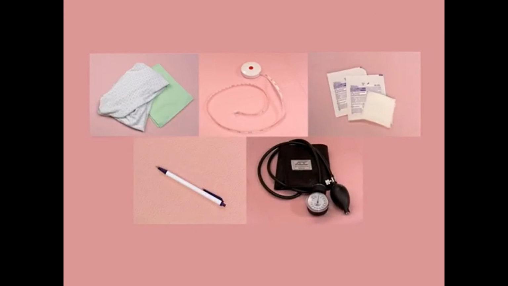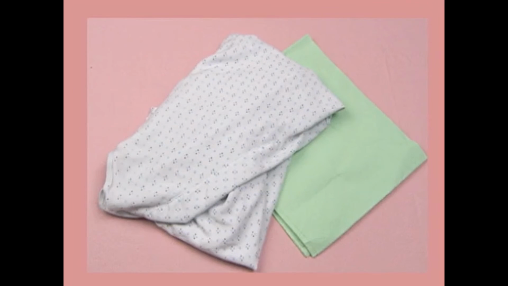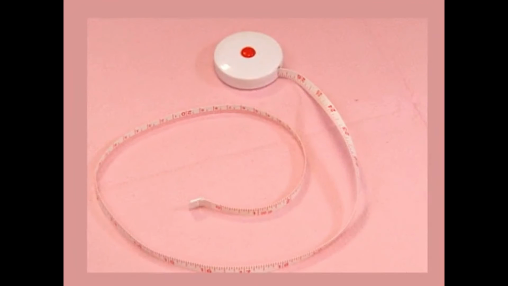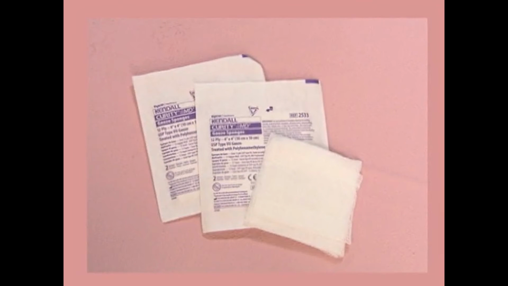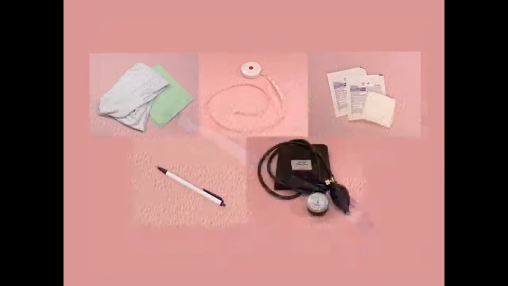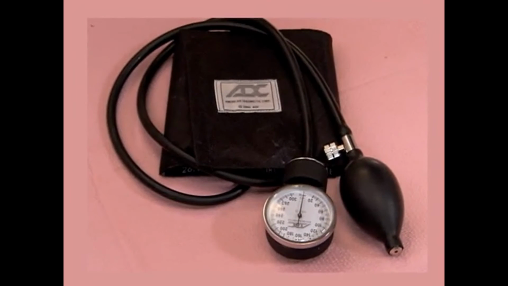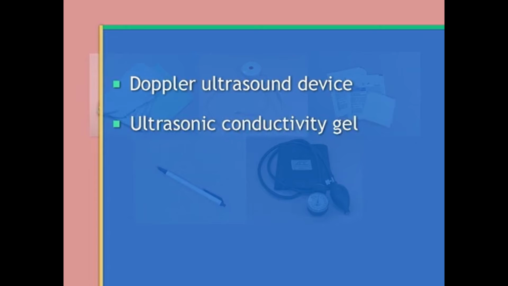The following tools and supplies are generally used when examining the peripheral vascular and lymphatic systems: examination gown and drape, measuring tape, gauze or tissue, waterproof marking pen, and sphygmomanometer. In cases where pulses are not palpable, you should also prepare a Doppler ultrasound device and ultrasonic conductivity gel.